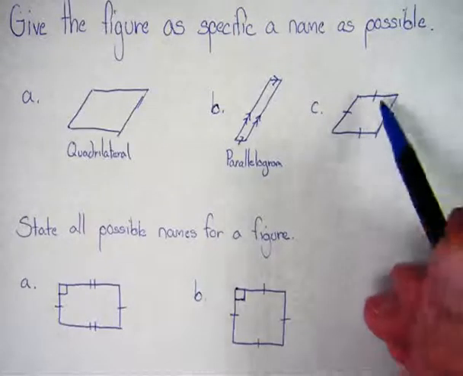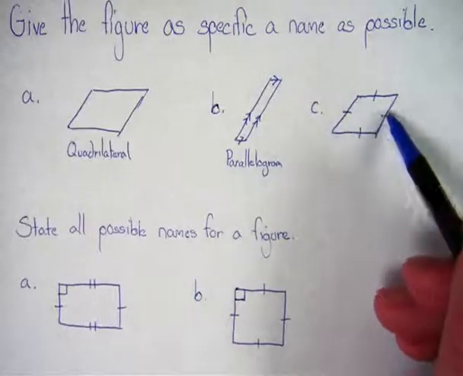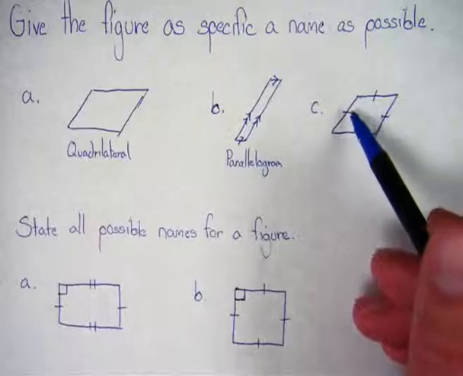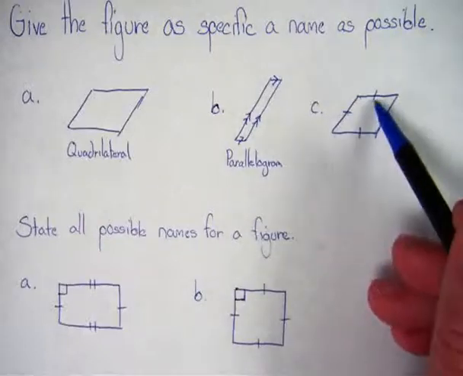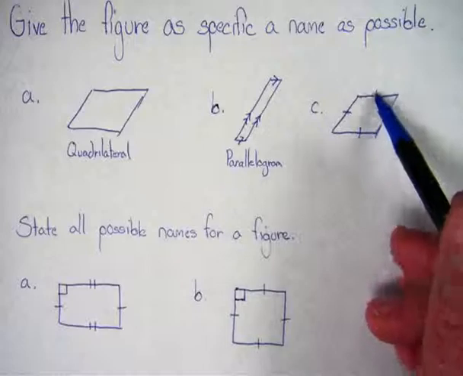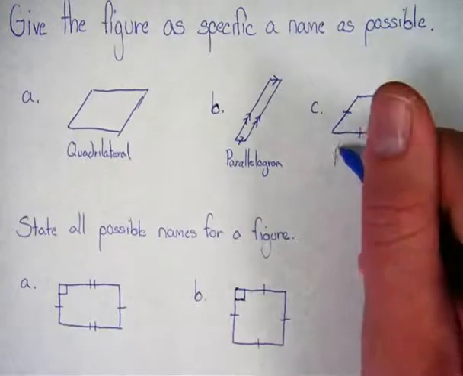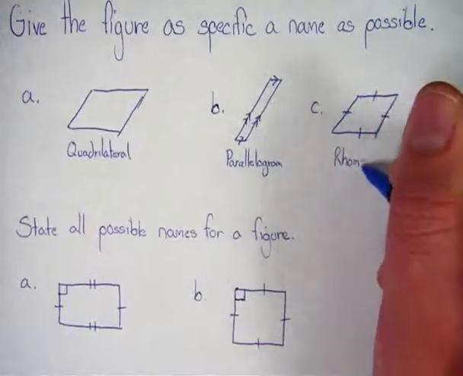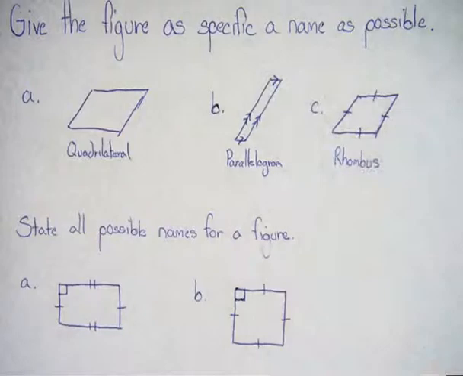Now, here's the neat thing. That tells us that this is, in fact, going to be a parallelogram. Opposite sides are congruent. Both sets of opposite sides are congruent, so this is a parallelogram. And since all of the sides are congruent, it's going to be a rhombus as well. So that we can say is a rhombus.